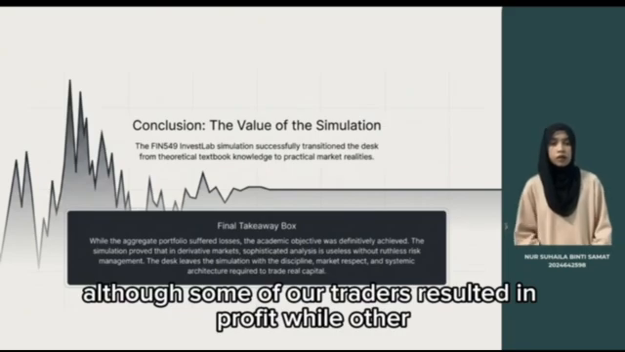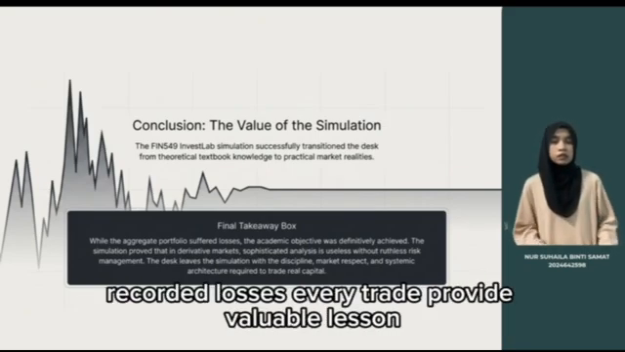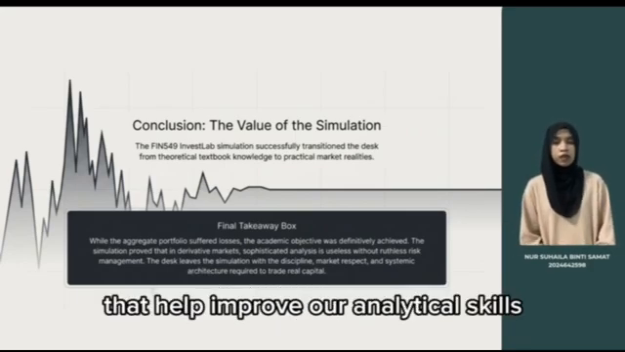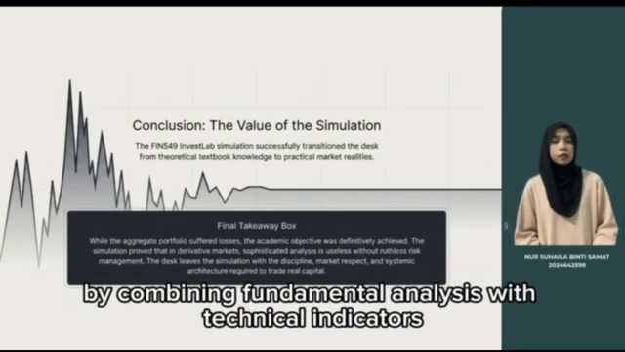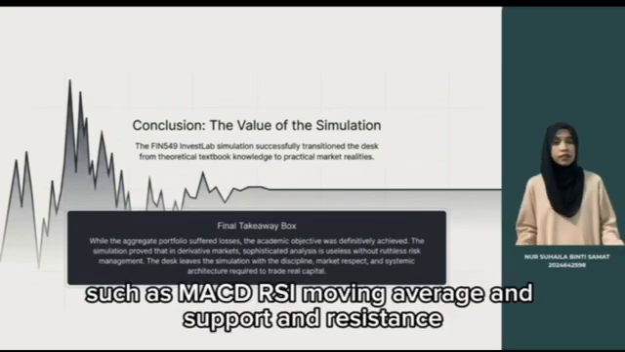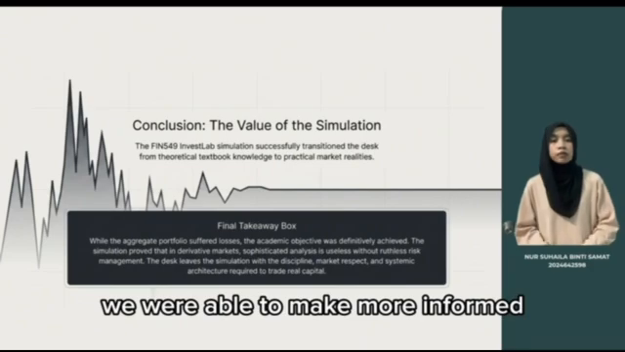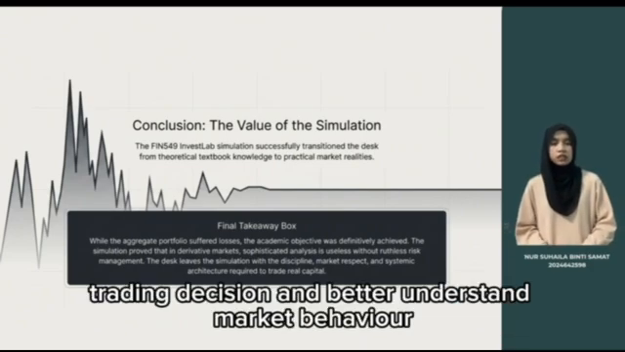Although some of our traders resulted in profit, while others recorded losses, every trade provides valuable lessons that help improve our analytical skills and decision-making abilities. By combining fundamental analysis with technical indicators such as MACD, RSI, moving average, and support and resistance, we were able to make more informed trading decisions and better understand market behavior.